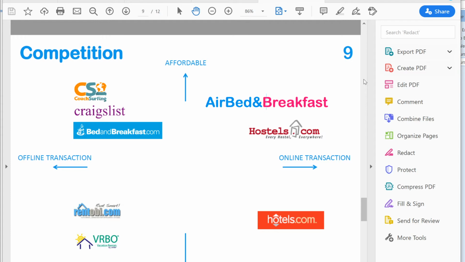And here's the competition chart. I really dislike these competition charts because they're not intuitive to me. But if you really have to understand, these are the axes. If you're higher, you're more affordable. On the right is online, below is expensive, and to the left is offline. So you see Rentobi.com and Vrbo. These are offline and expensive. And Airbnb is affordable and online. Hotel is online but less affordable.